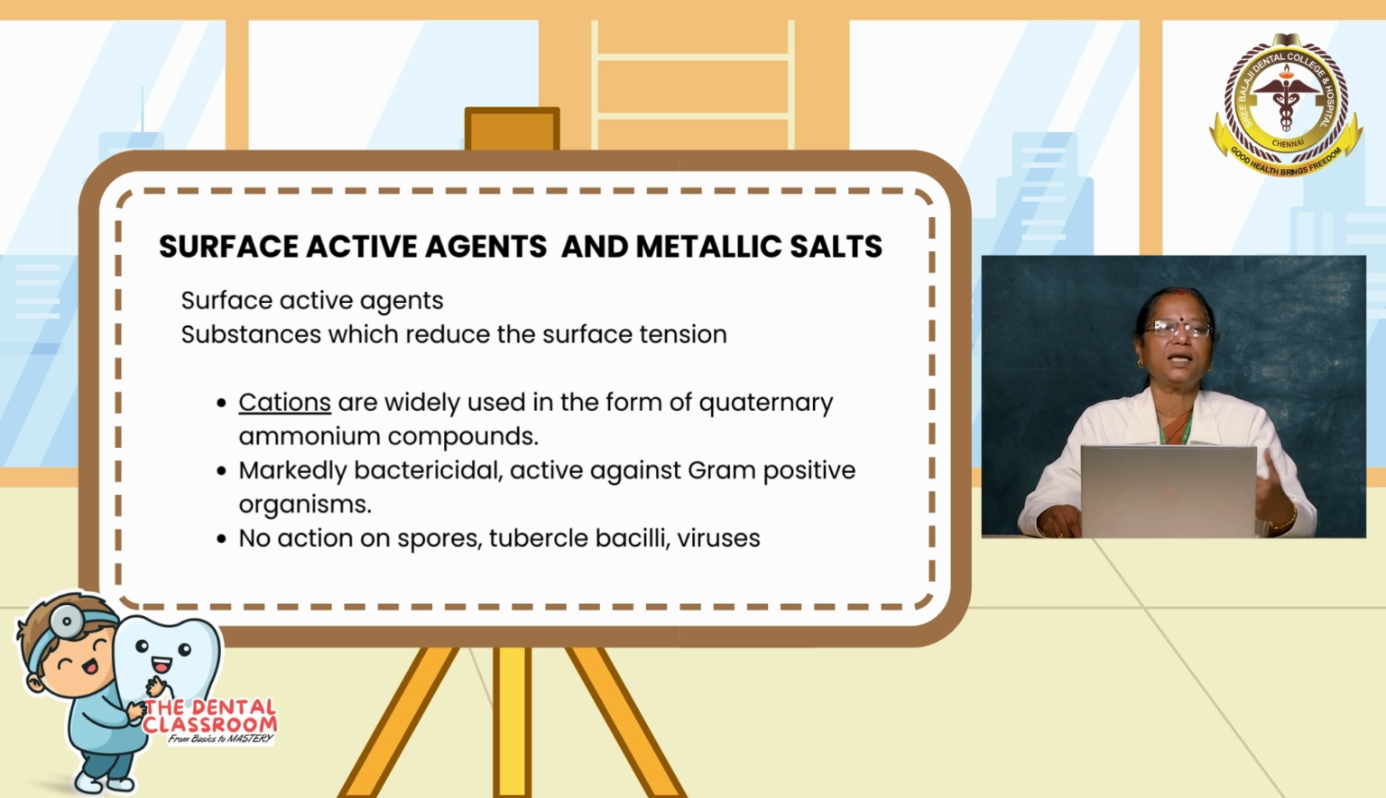Among all these types, the cations are widely used ones, and one example I can refer here is quaternary ammonium compounds. They are very highly bactericidal and very active against the gram-positive organisms, but they don't have any action on the spores or tubercle bacilli or viruses. So this is regarding the different types of disinfectants and different types of chemicals which are actually used or adopted as disinfectants. So far we discussed that, and I would also like to discuss the classification of these disinfectants.